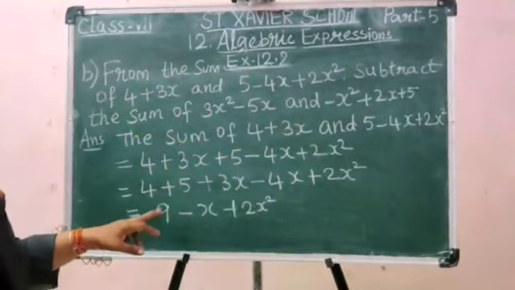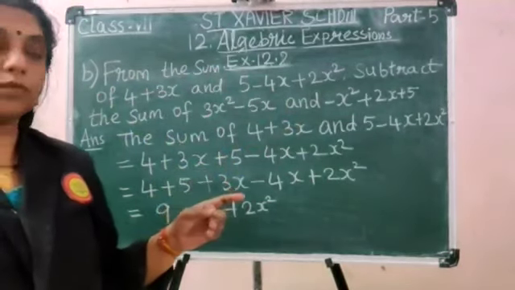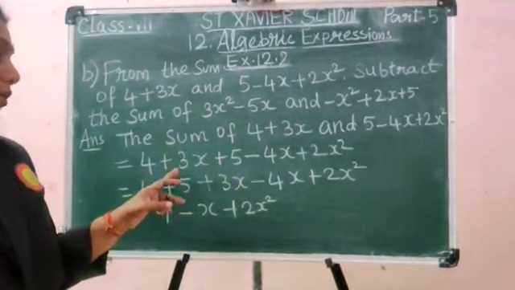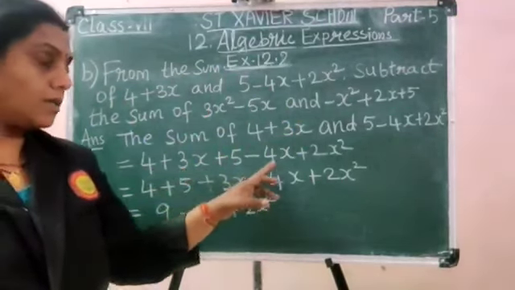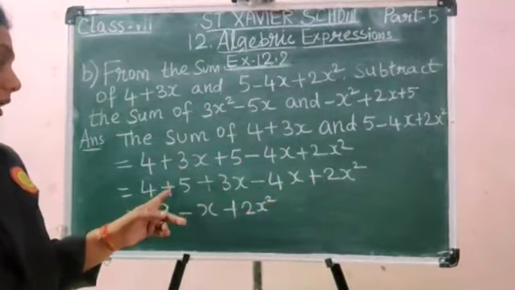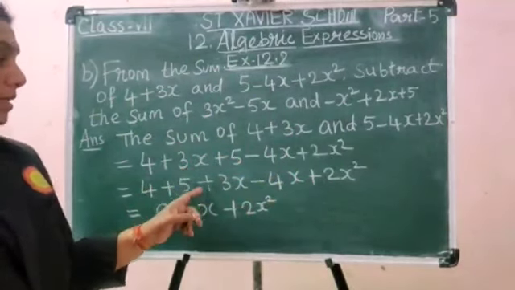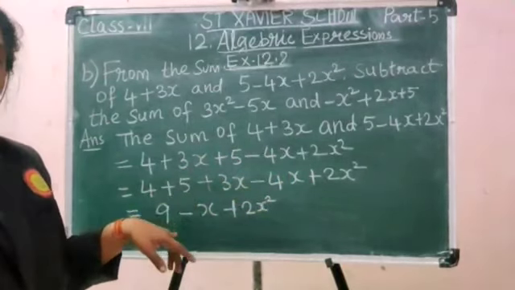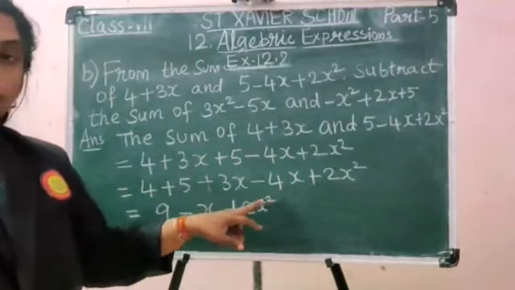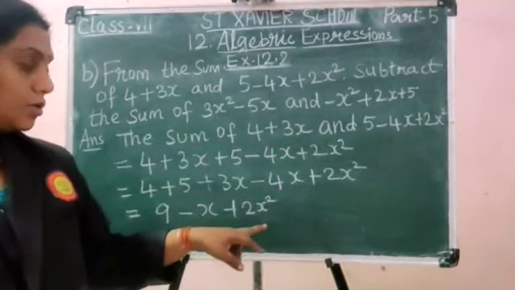So first one, the sum of 4 plus 3x and 5 minus 4x plus 2x squared. So we have added it. So 4 plus 3x plus 5 minus 4x plus 2x squared. Collect the like terms, 4 plus 5 plus 3x minus 4x plus 2x squared. Now 4 plus 5 is 9, plus 3x minus 4x will become minus x, and plus 2x squared.